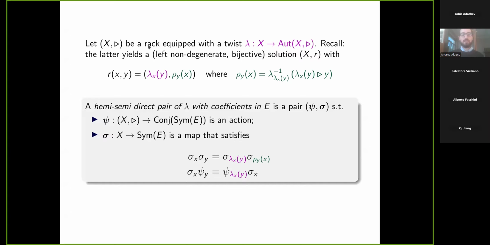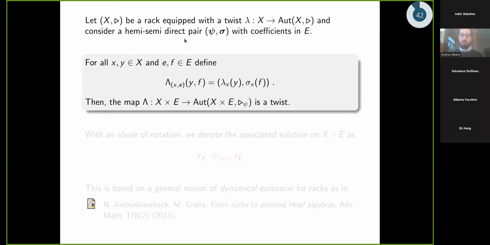Now, what happens is that if you have a rack equipped again with a twist, and if you consider a hemi-semidirect product with coefficients in a set E, then you can define a map Lambda, capital Lambda, from X times E to the automorphism group of the rack that we have seen before, where each map Lambda_{X,E} is indeed an automorphism of this structure that acts on X times E in this way.